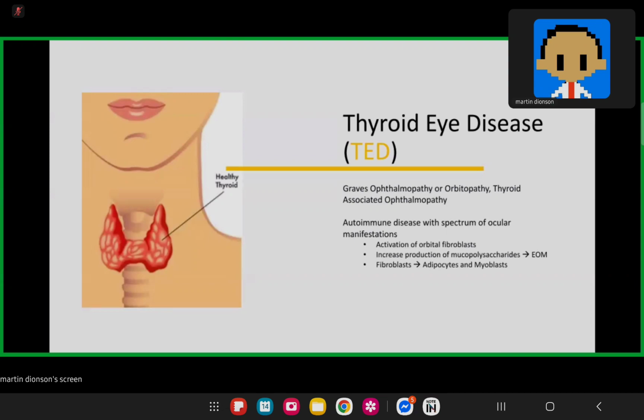Okay, so basically, it's an autoimmune disease associated with a thyroid disorder, often manifesting as globe displacement, inflammation, and extraocular muscle restriction.